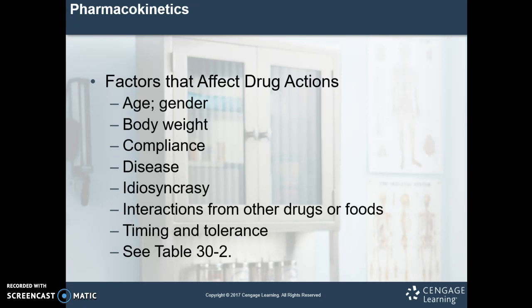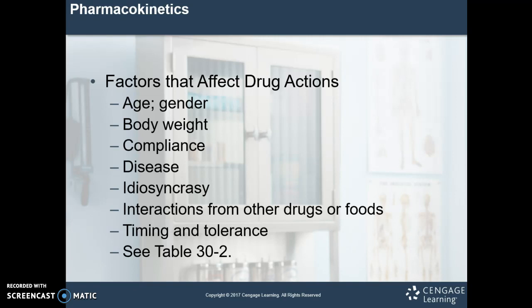Factors that affect drug actions are listed in Table 30-2. I'm not going to go through them all. I want you to read through that and realize that there's a lot of different individual factors between each of us that can affect how a drug will act in our body. This can range from how heavy we are, how light we are, how old we are, and even if we're male or female, and amazingly, sometimes even if we are Asian or African American. So read through that. I know the race isn't mentioned there, but it is a factor as well.